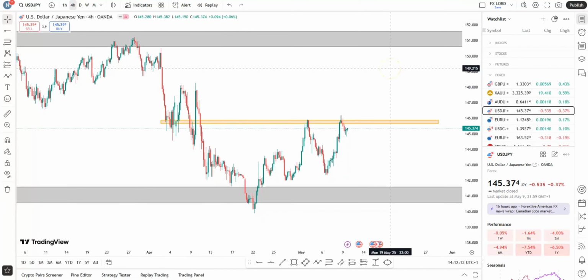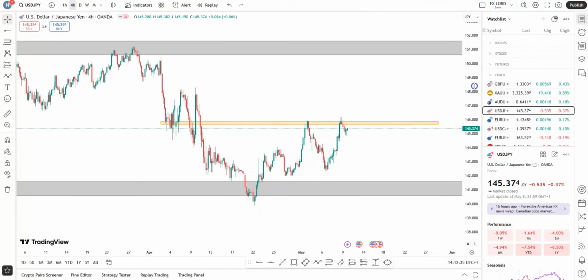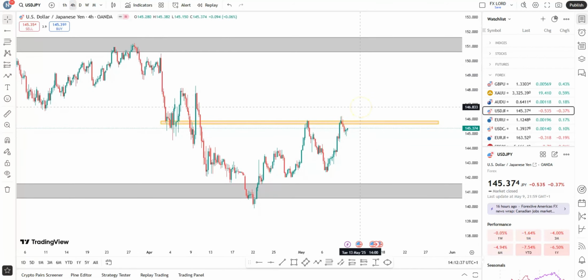So USD JPY has currently come into my resistance level. The yellow bar you are seeing here is my minor resistance level, right? The minor resistance level is where I'm expecting some action to happen. So I'm expecting some action to happen here before I can decide on what I'm going to do next.